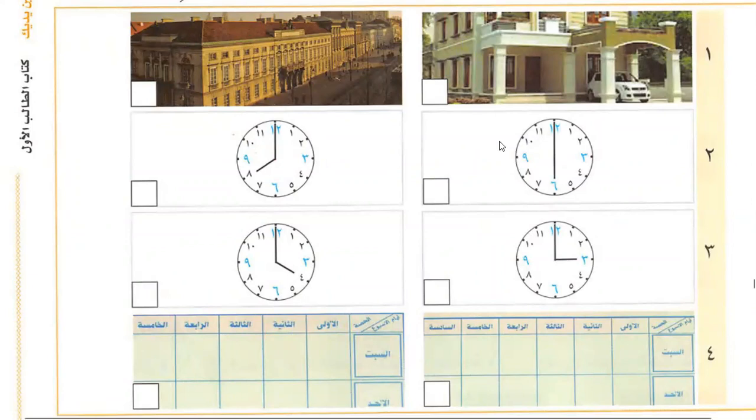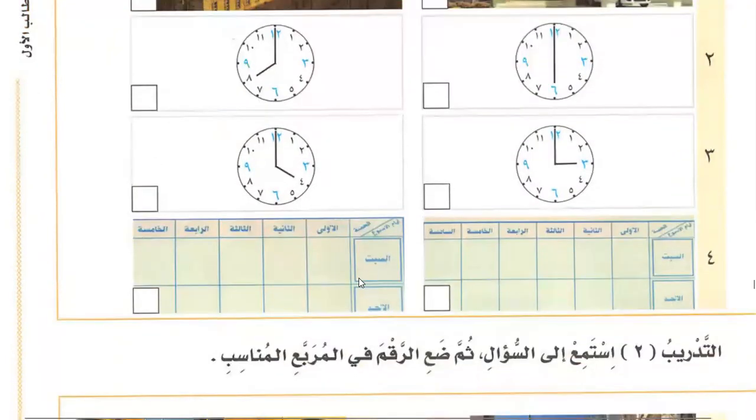So the second one is: Mata yabda'ul yawmud dirasi? Yabda'us sa'atus thamina. Next, mata yantahil yawmud dirasi? Yantahi fis salisata asran. Next, kam hissatan tadrusu fil yawm? Adrusu khamsa hissatin fil yawm.